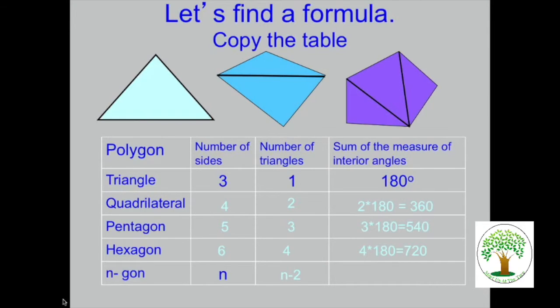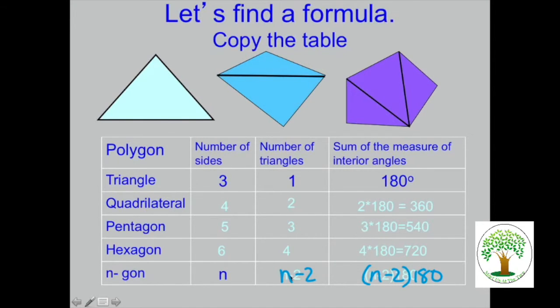Okay. Got it. That makes sense now. Got it. N minus 2 times 180. n minus 2 times 180.